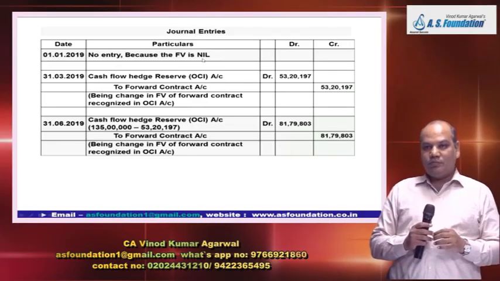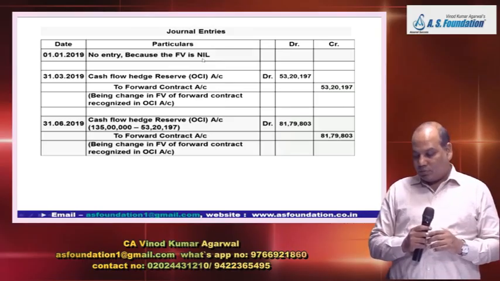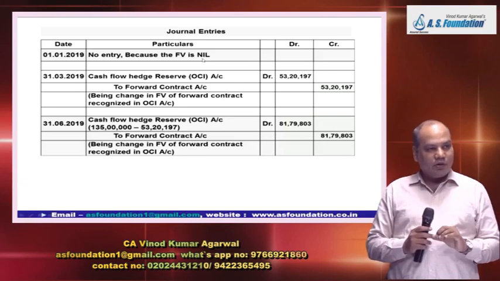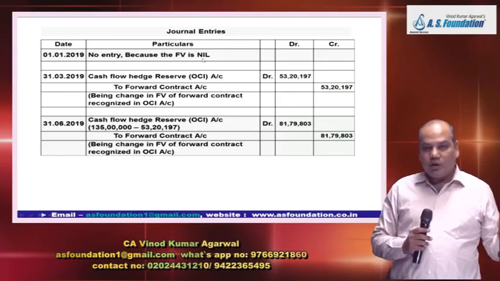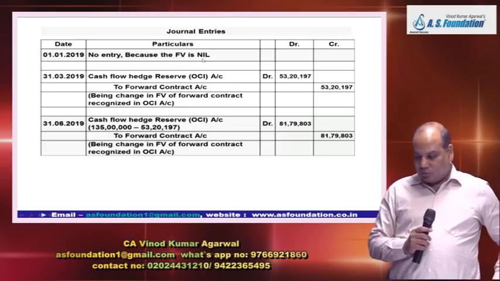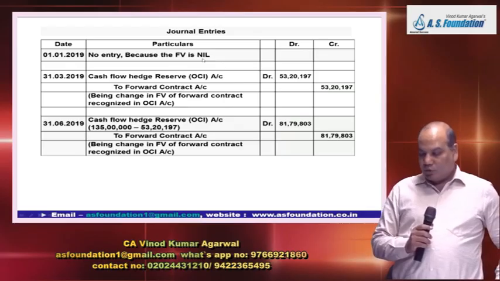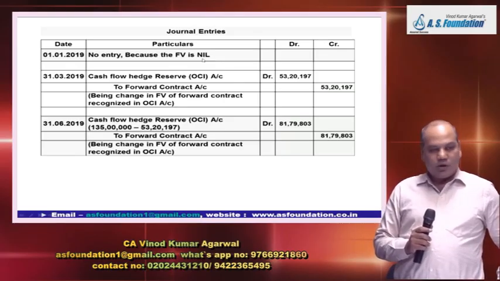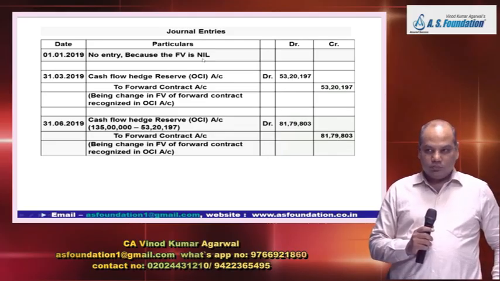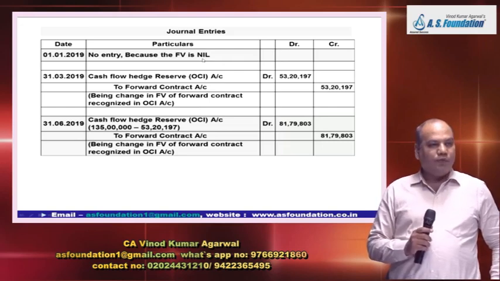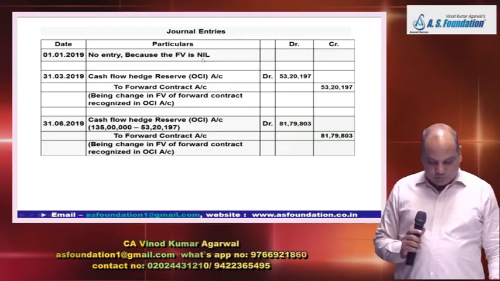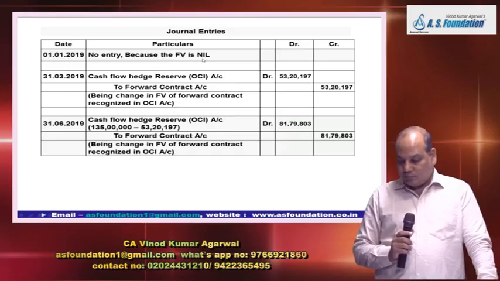31st March 19. Calculations will help us to pass the entry easily. Working note 1, you can see this number and there is a loss to us. So my entry will be cash flow hedge reserve OCI account debit 532197 to forward contract account 532197. Being change in fair value of forward contract recognized in OCI.